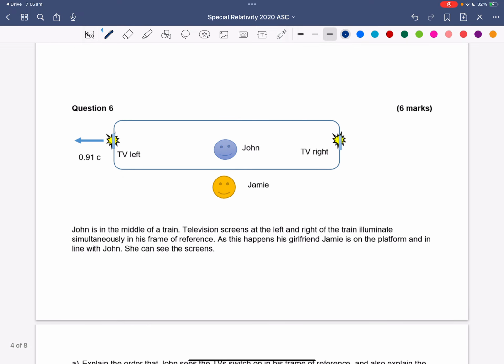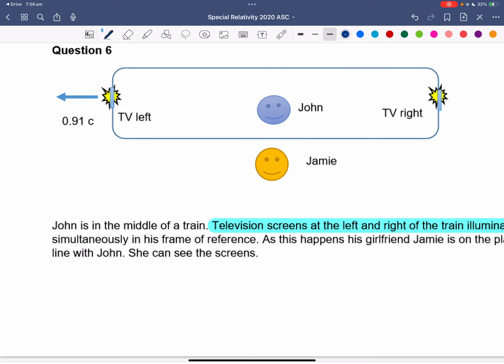Next question. All right, looks like a simultaneity question, the way that we've got a train, we've got two people. So anyway, John is in the middle of a train. Television screens at the left and at the right illuminate simultaneously in his frame of reference. Okay, so that's the given statement. The televisions at the left and right illuminate simultaneously in John's frame of reference. So the guy in the train thinks this one and this one illuminate at the same time.